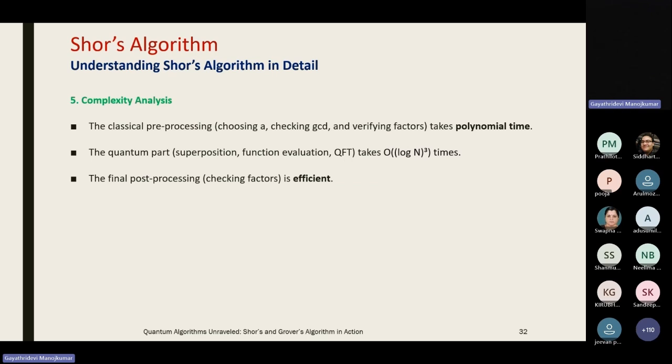With the help of this, Shor's algorithm achieves a complexity of the order of log n cubed. So this makes the checking of factors, that is, when we are trying to find the prime factors of a number, run in polynomial time, and it makes the checking of the factors efficient.